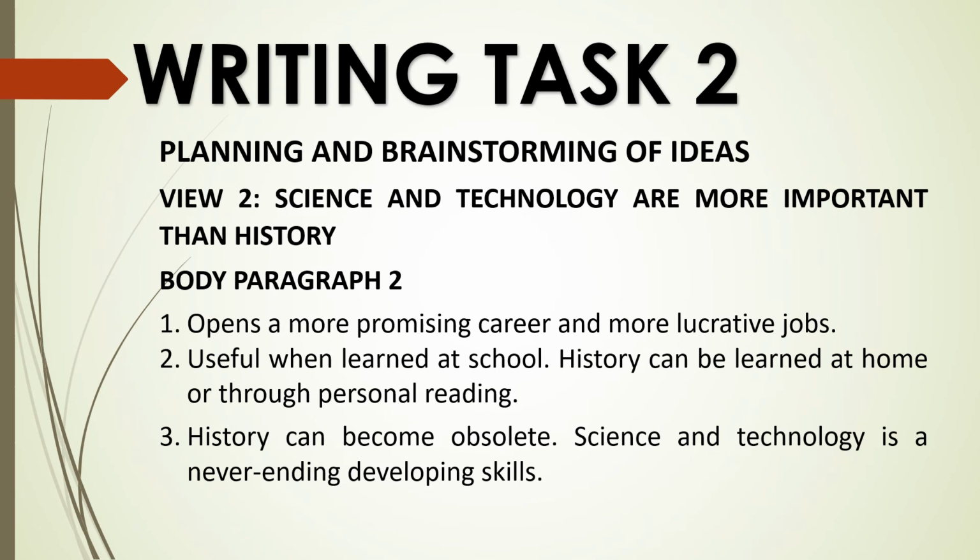Next is history can become obsolete. All right, so science and technology is a never-ending developing skill. Because as we can observe today, again, as I've mentioned a while ago, right now we experience the boom of science and technology, and history can become obsolete, right? I mean, people may forget their history, but today we can obviously see the rapid development of science and technology. So that's my third reason why students should study science and technology at school.